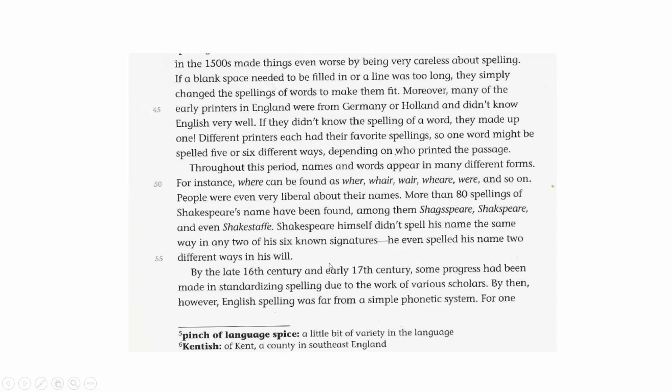Shakespeare himself didn't spell his name the same way in any two of his 6 known signatures. Interesting, he himself did not have a standard way of spelling. Was he doing that on purpose as an author, as an artist, or he didn't start with one name and that's how he grew up, or one spelling? He even spelled his name 2 different ways in his will. So will is when, you know, you write these things out, it's called a will.